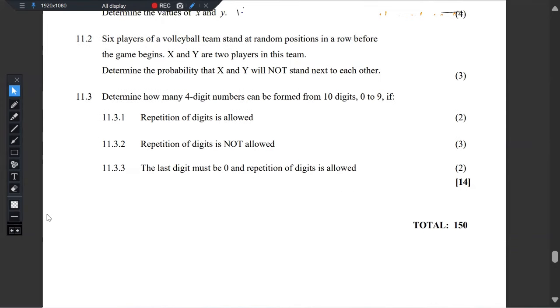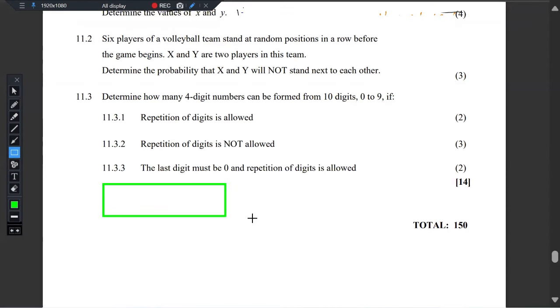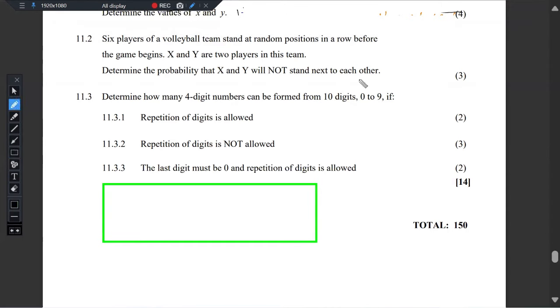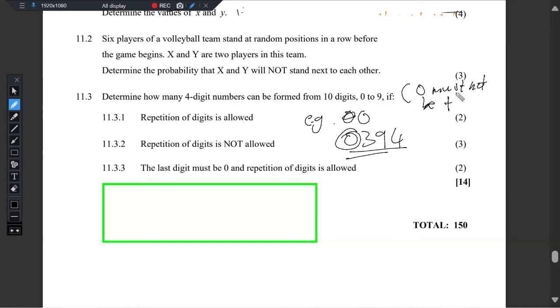Of 11.3, it says determine how many 4-digit numbers can be formed from 10-digit 0 to 9 if repetition of digit is allowed. Right. Now, the one thing that you have to consider with this question is that as much as they did not mention it here, you can't have your digit starting with a 0. Because if, for example, you have 0 and then followed by 394, what you actually have is a 3-digit code because the 0 here will not be counted, right? So here, they were supposed to mention it that 0 must not be the first digit.